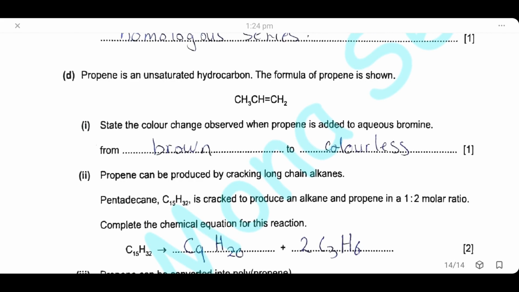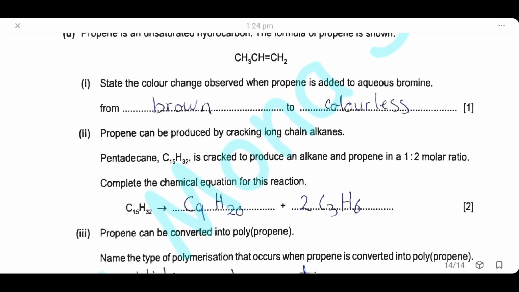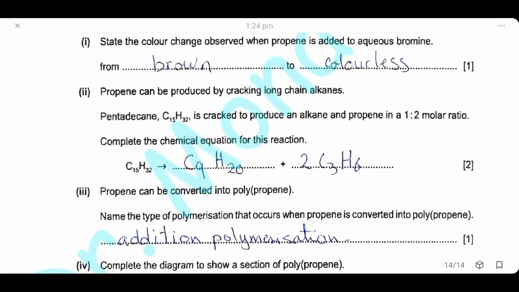Propene is an unsaturated hydrocarbon. The formula of propene is as shown. State the color change observed when propene is added to aqueous bromine. Aqueous bromine, or bromine water, is a test used to identify double bonds. So here the color will change from brown to colorless.